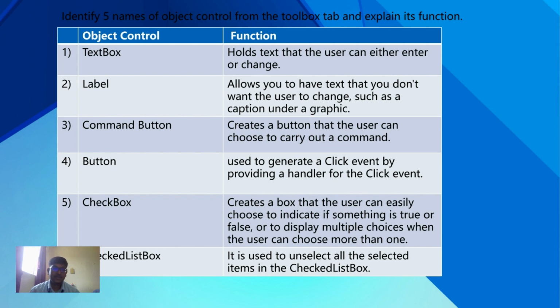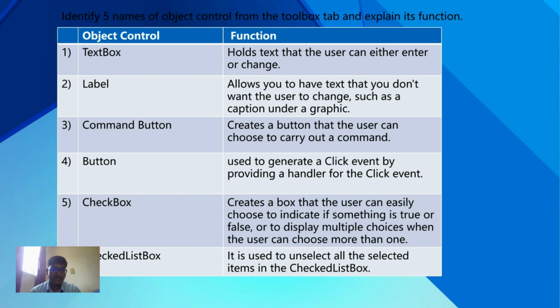First is the text box, and the function of the text box is to hold text that the user can either enter or change. Label allows you to have text that you don't want the user to change, such as a caption under a graphic. Command button is to create a button that the user can choose to carry out commands.